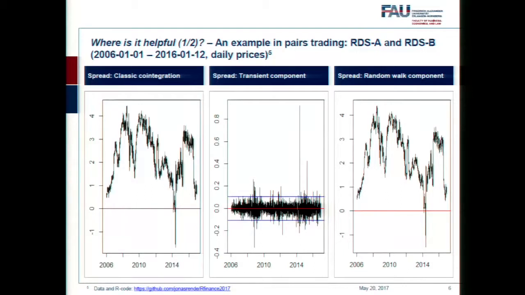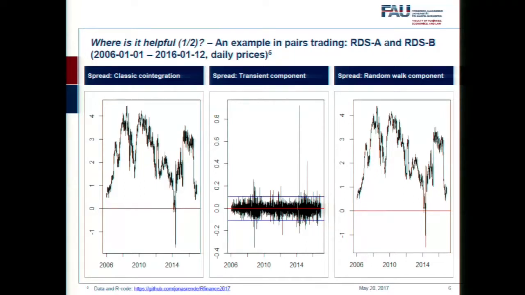And the last question I would like to address during my talk today is, where is it helpful? In our little pair trading example case, we would like to model the spread between Royal Dutch Shell A and Royal Dutch Shell B using daily prices. If we first have a look at the plot of the spread time series, we see that globally it looks like a random walk, but locally it's mean reverting.